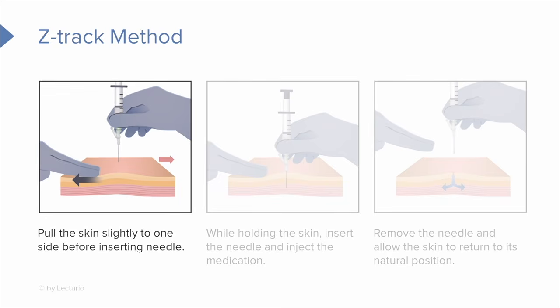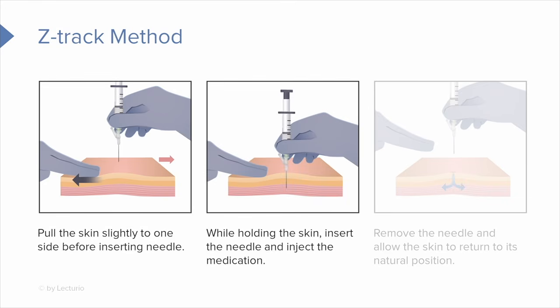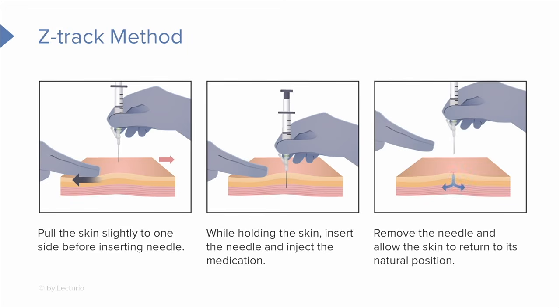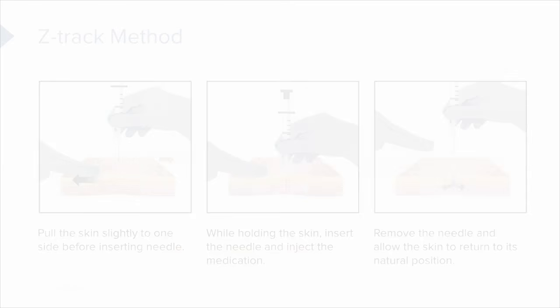So if you take a look at this first image, you see here that we are pulling the skin slightly to one side before we insert the needle. Now, while still holding that skin, we're going to insert the needle and inject the medication with our 90-degree angle, just like we've talked about previously. And lastly, when we remove the needle, this is when we're going to allow that skin to bounce back and return to its natural position.